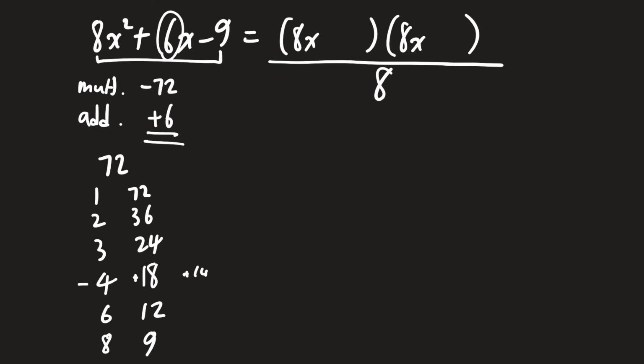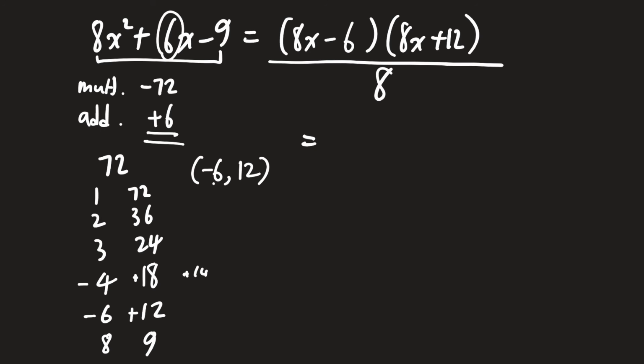Oh, if I make this negative 6 and positive 12, they're going to multiply to give you negative 72, and they're going to add to give you 6. So that's the pair I'm looking for, negative 6 and positive 12, because they multiply to negative 72, and they add to positive 6. So I'm going to, as I've done, just write it like that.